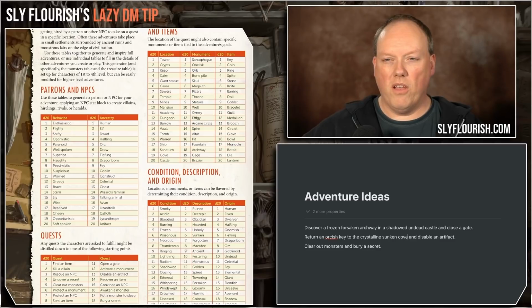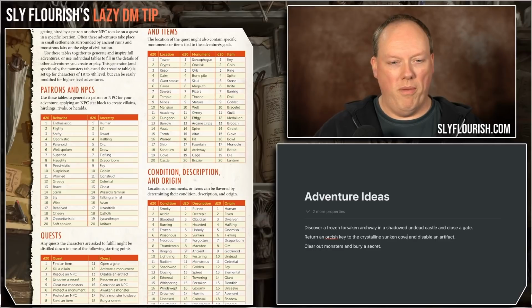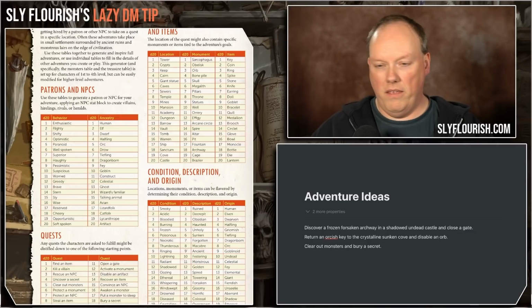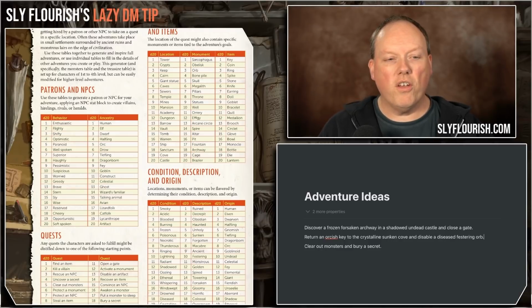What is this artifact? We're going to go with a monument here. I'm going to roll on the monument table. A 3, an orb, and disable an orb. What kind of orb? It is a diseased orb, a diseased, festering orb. So already, again, we kind of filled out a few pieces here. We have to return an orcish key to the crystalline sunken cove and disable a diseased, festering orb. Obviously, we're going to use this as like a seed, and we're going to fill in a lot more details as we go. But already, I've got some pretty good thoughts about what we want to do with that idea.